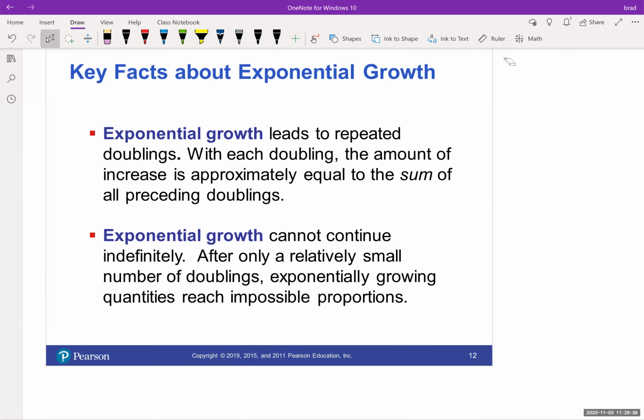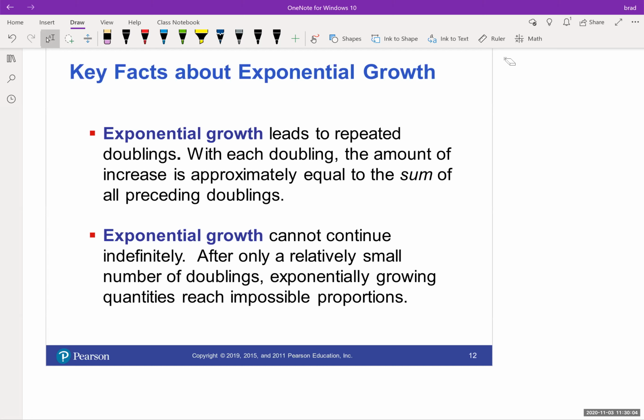Okay, so some key facts that I want you to know about exponential growth. Exponential growth leads to repeated doubling. So that's like in that previous problem, we talked about doubling. With each doubling, the amount of increase is approximately equal to the sum of all preceding doublings. Okay, and exponential growth cannot continue indefinitely. After only a relatively small number of doublings, exponential growth quantities reach impossible proportions.